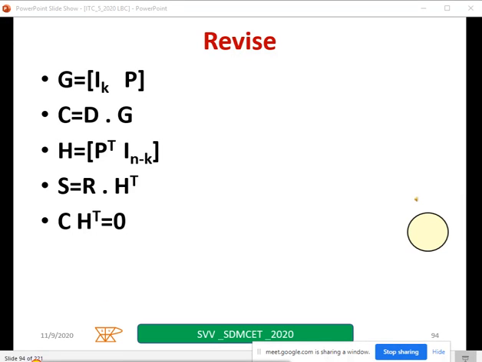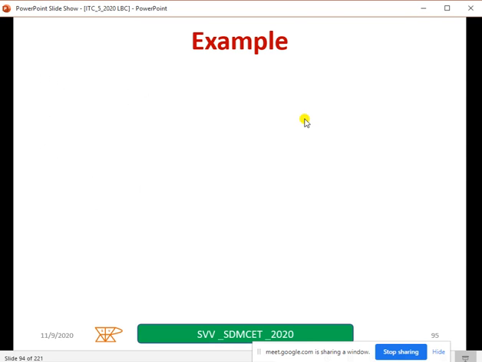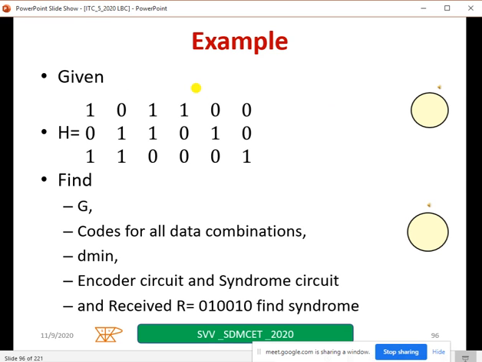We need these particular equations. So let us go to the next. Take an example. Given H equal to 101100, first row; 011010, second row.